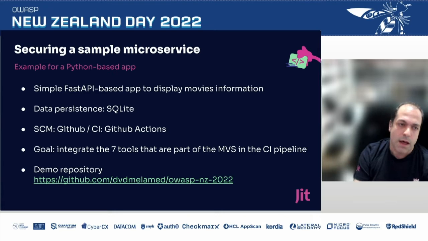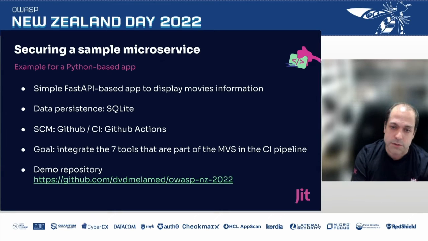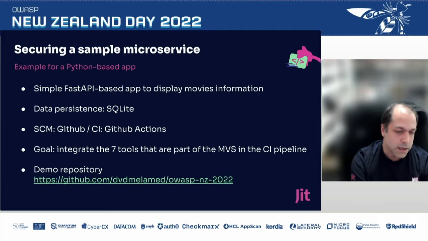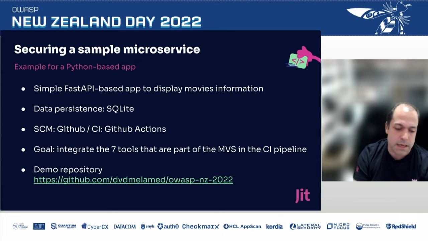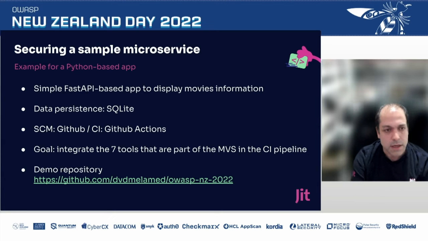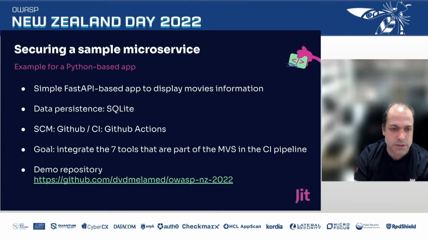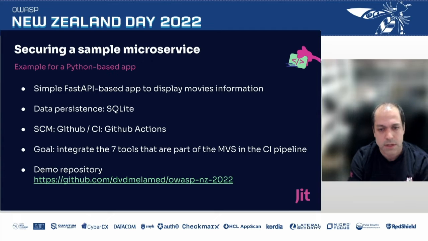And for the demo, I built a really simple microservice that is Python-based. It's basically a FastAPI application. FastAPI is the framework that I used in order to host the API, and the purpose of this application is to display some movie information. For the database system, I use SQLite, just a very, very simple database, because the importance here is not the database, but more the controls that you can add really easily to your application.